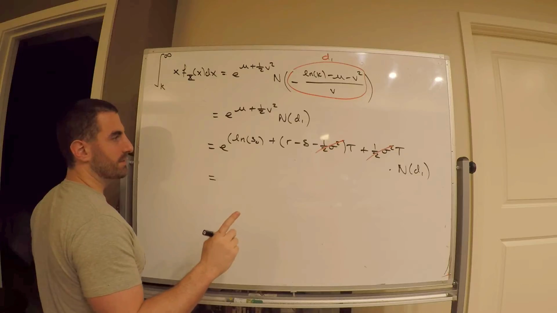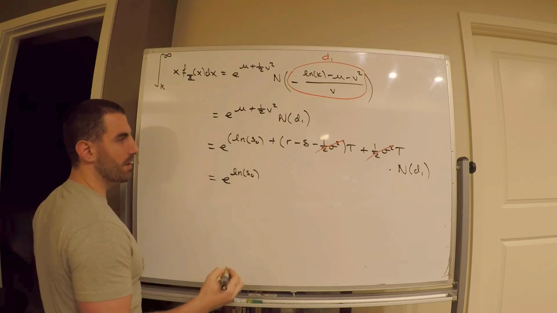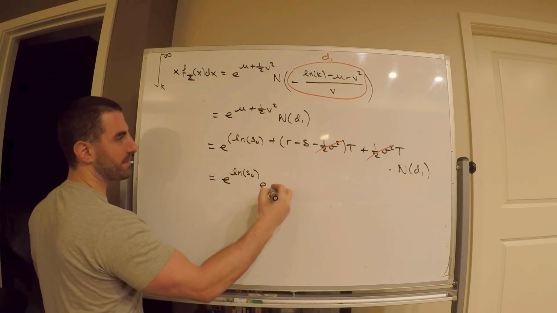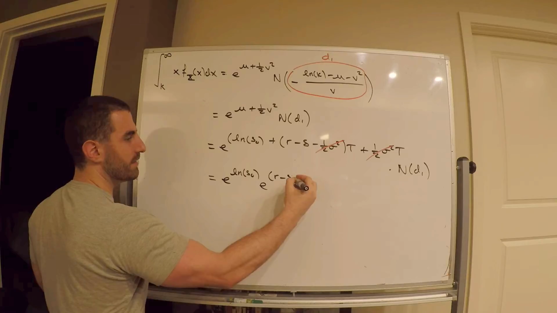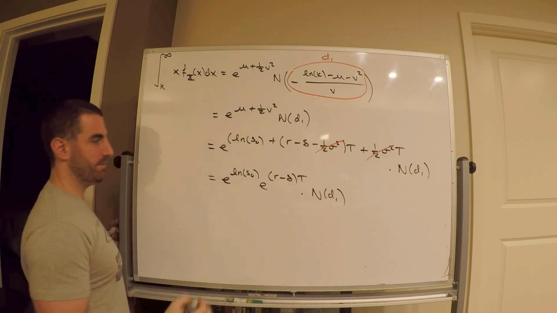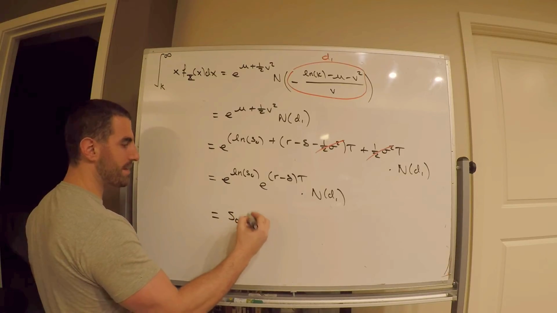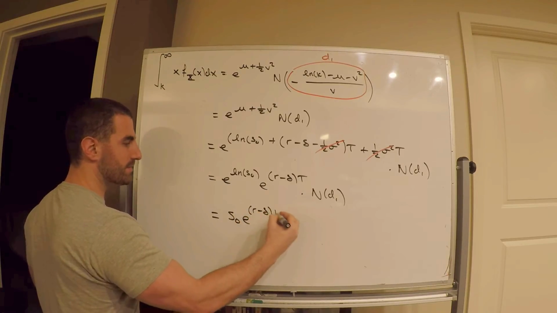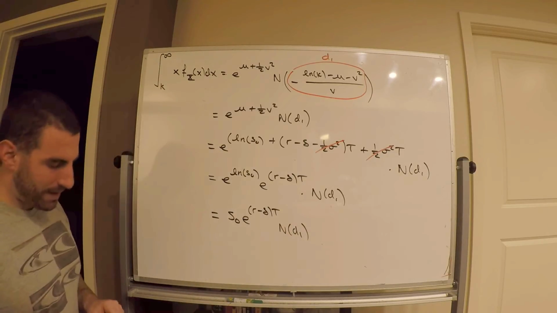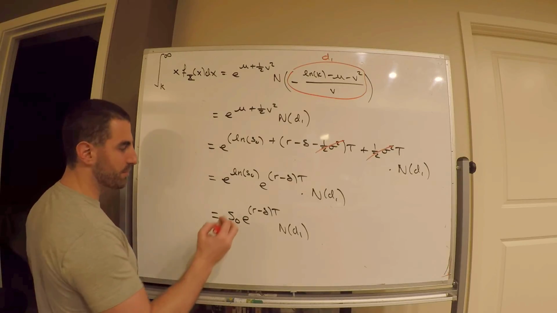This is equal to the following. This is equal to e to the ln s0. That looks nice. I can break it up at this sum, times e to the r minus delta t, times n of d1. Boy, oh boy, this is like magic. S0 e to the r minus delta t n of d1. Oh my. Let me just remind you of something real quick. I'm not going to prove this, but this is easy to prove.